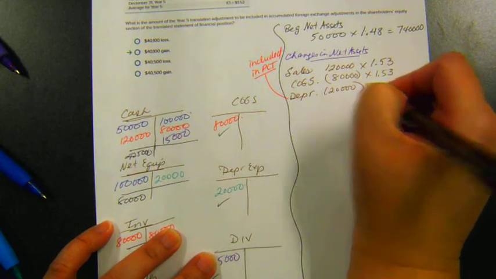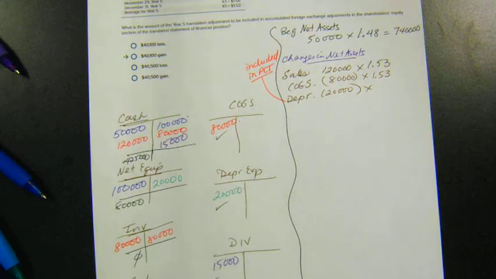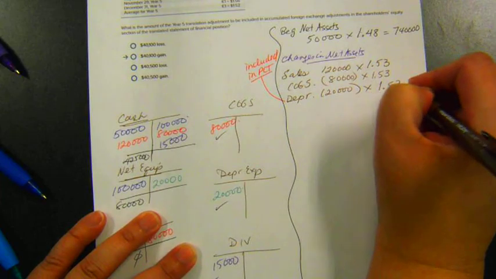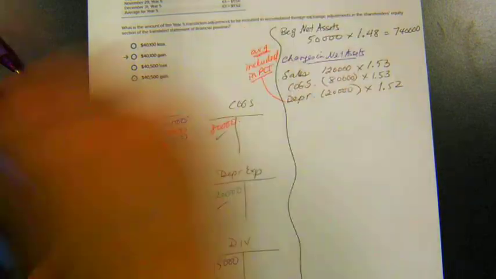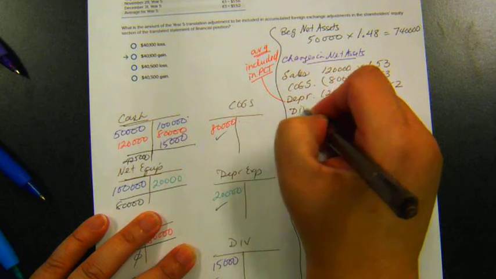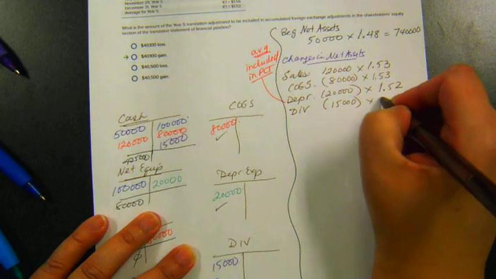Now, how does depreciation work again with PCT? When does stuff depreciate? Every day, so we can use an average rate. So depreciation is 1.52, and that is average. Then you get the dividend, and it's always when it's declared, and that's 1.54.